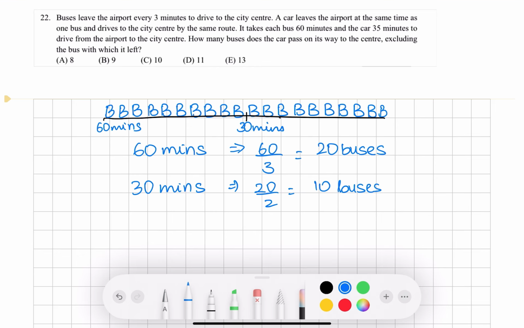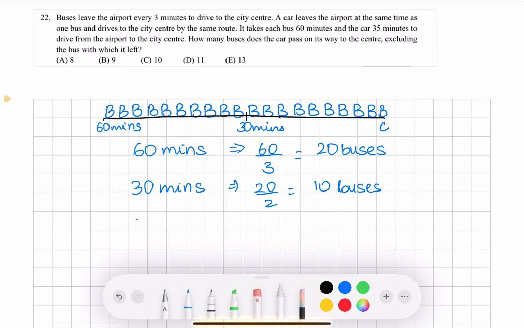So 30 minutes, 60 minutes. Now our car is leaving the airport with the first bus, and it takes 35 minutes. Now we need to realize that whatever buses have already left the airport and are on the route and will reach in 35 minutes won't pass the car, right? Because they're close to reaching the airport and our car just started, right?